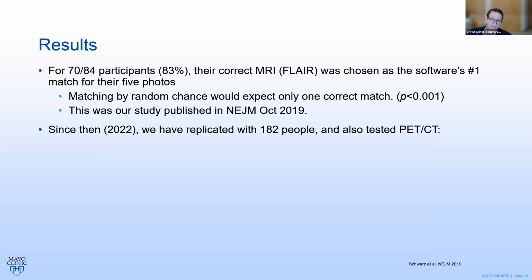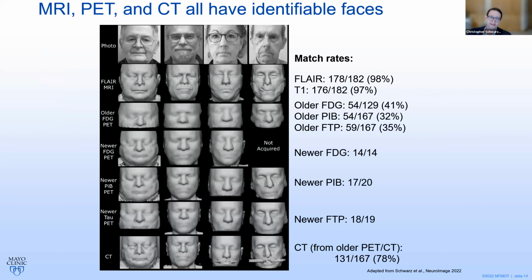Since then, we have replicated that with 182 people. We also added PET and CT. We updated to Microsoft's even newer face recognition, because even just on the scale of a couple of years, this stuff gets better and better. And the match rates for FLAIRs and T1s are up to 98 and 97%. Again, we've got some examples here. You can judge for yourself, but the important question is how well the computer did, really. 98, 97% on data sets of 182.